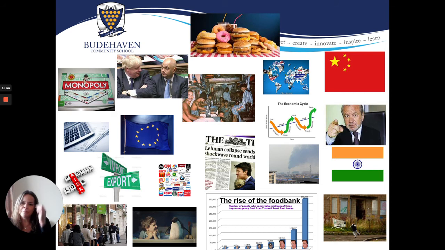We also look, obviously there's Boris Johnson there, at politics and how economics informs the politics that we might have, how different political parties will follow different economic policies, and what impact that might actually have on businesses and individuals and groups of people in society as well.